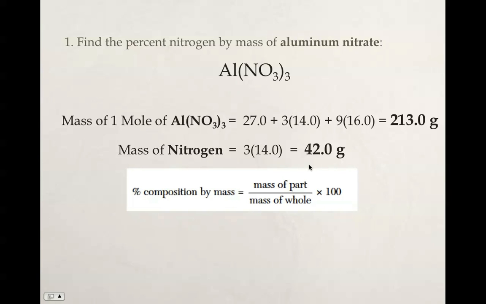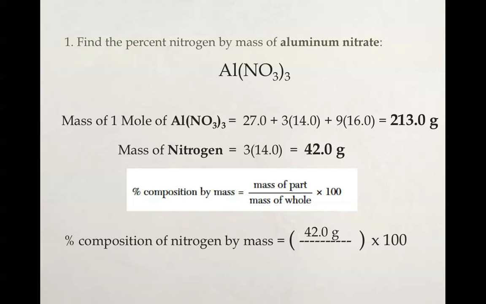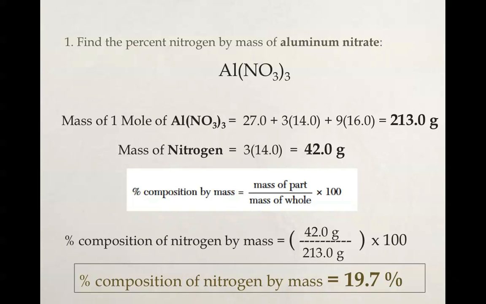Again, moving ahead with our formula that we recently recorded, your mass of your part is the nitrogen, and the mass of your whole is the aluminum nitrate, and then going ahead and calculating this, you should find that the percent composition of nitrogen by mass is 19.7%.